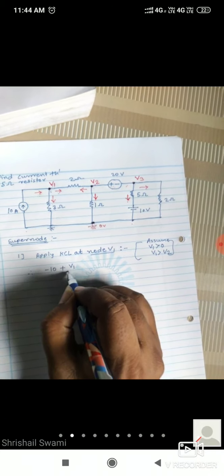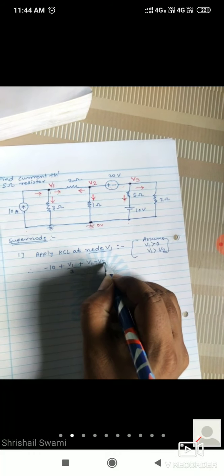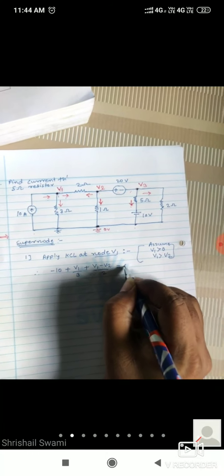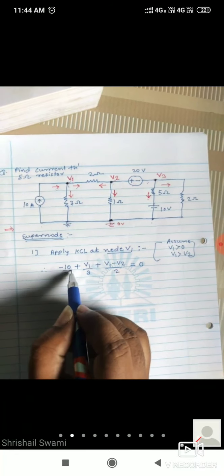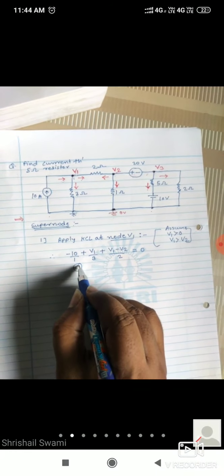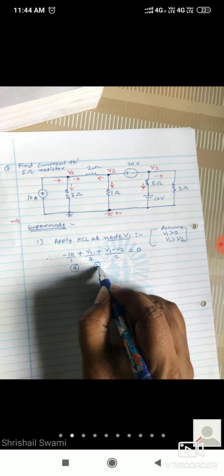So minus 10, then plus V1 minus 0 divided by 3, that is V1 divided by 3, plus V1 minus V2 divided by 2, is equal to 0. Okay, now what is the LCM here? 6. This is 6, this will be 2, this will be 3. I will write the LCM is 6.